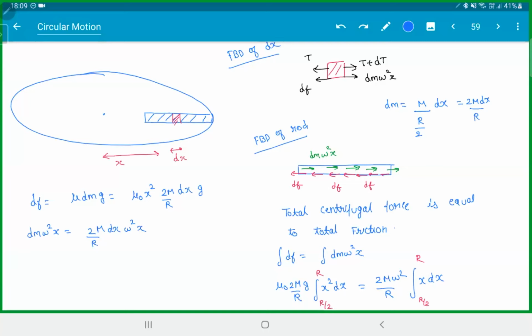Anyone not clear with the steps? Everyone? Udayan, clear with this? Mehan? Venkatesh? Vartika? Sure with the steps? Aryan? Abhinav? Yeah. Then integrate this thing.